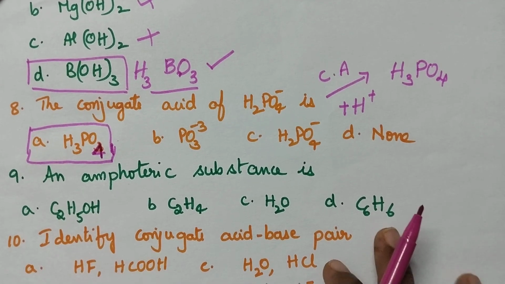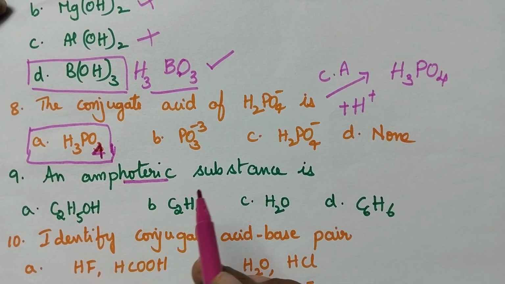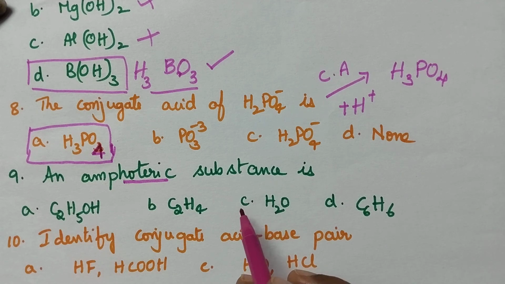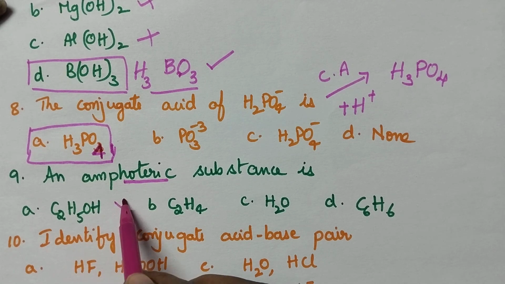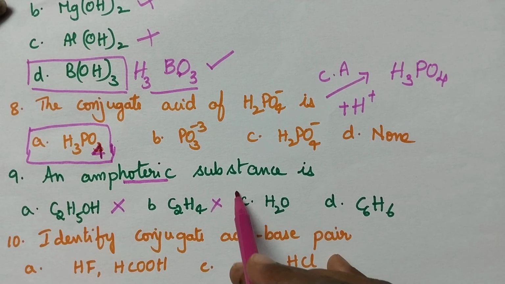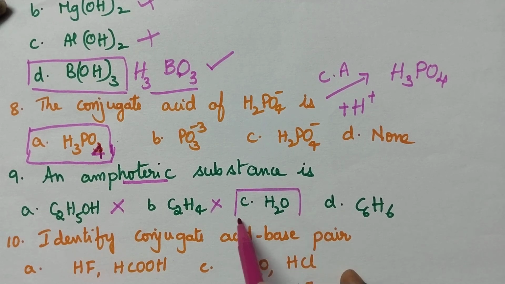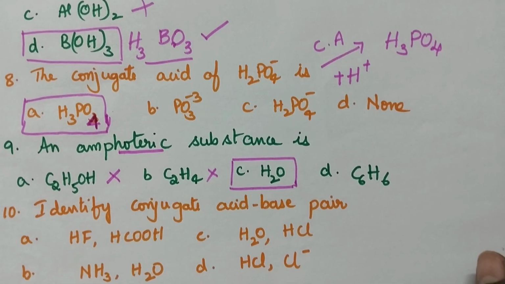An amphoteric substance means it can act as either an acid or a base. In the given options, the first one is ethyl alcohol, which is acidic in nature, the second one is acetylene, and the third one is water. It is capable of behaving as an acid and also a base, and hence option C is the right answer.